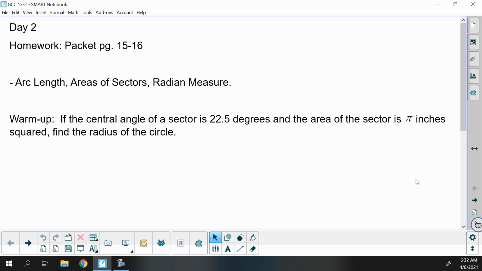See if you can use your notes from yesterday to set up your proportions and solve what they are looking for. So go ahead, pause the video now, do the warm-up, and a box will pop up for you to put in your answer.